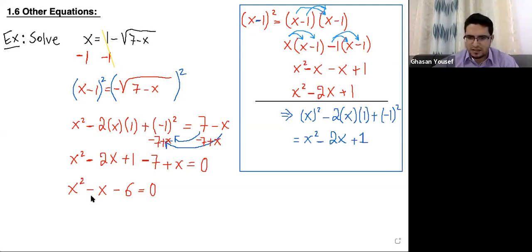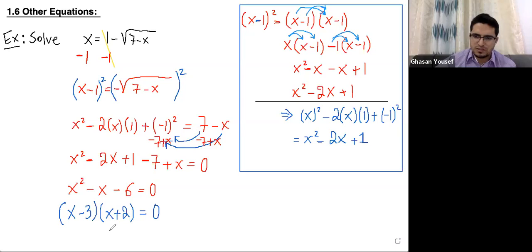Bilal said it is x minus 3 times x plus 2. This is correct because minus 3 times 2 gives me minus 6, and the sum of minus 3 plus 2 gives minus 1, the coefficient of the second term. So here I can factor this as x minus 3 times x plus 2 equals 0.